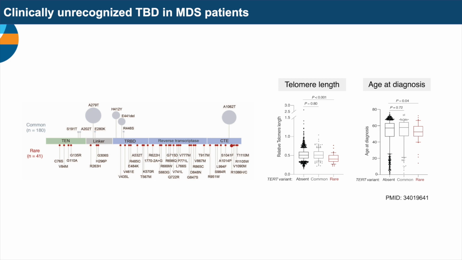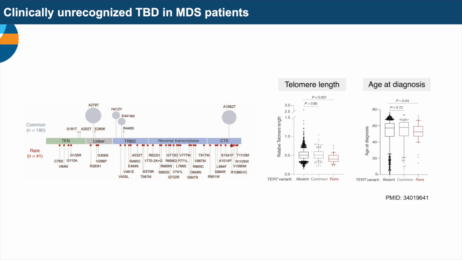And so to assess this, we sequenced the TERT coding region, and we found that there are germline inherited variants in the TERT gene in approximately 3% of adult patients with myelodysplastic syndrome. And all of these patients did not have a known diagnosis of a telomere biology disorder. So these were clinically unrecognized.